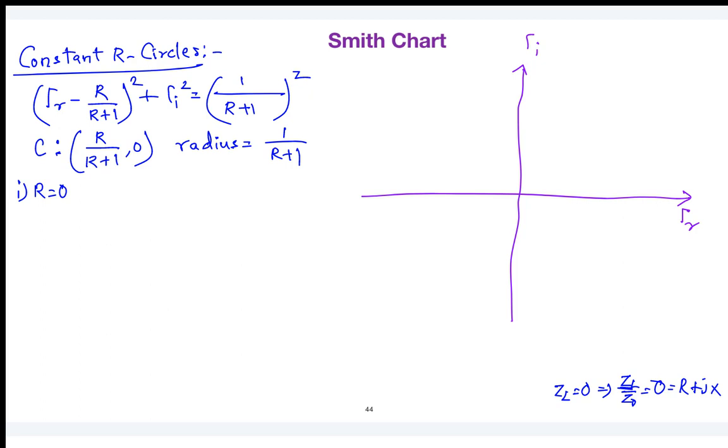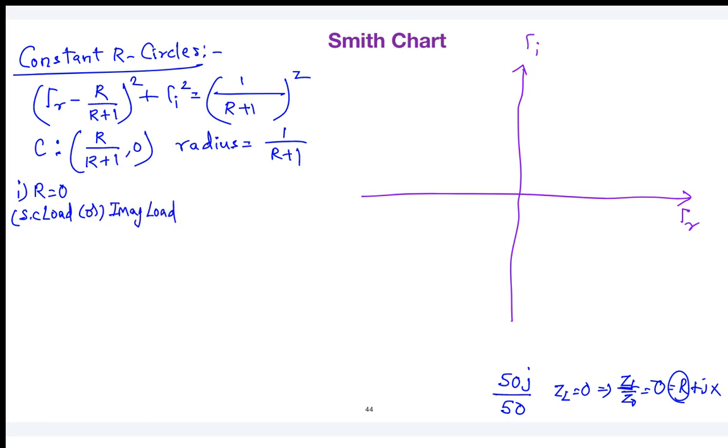Do you think that is the only case? Is there any other case possible? Purely imaginary. Good. If your load impedance is purely imaginary or purely inductive, even in that case your R will be 0. So when R is equal to 0, it can be a short circuit load or it can be a pure imaginary load.